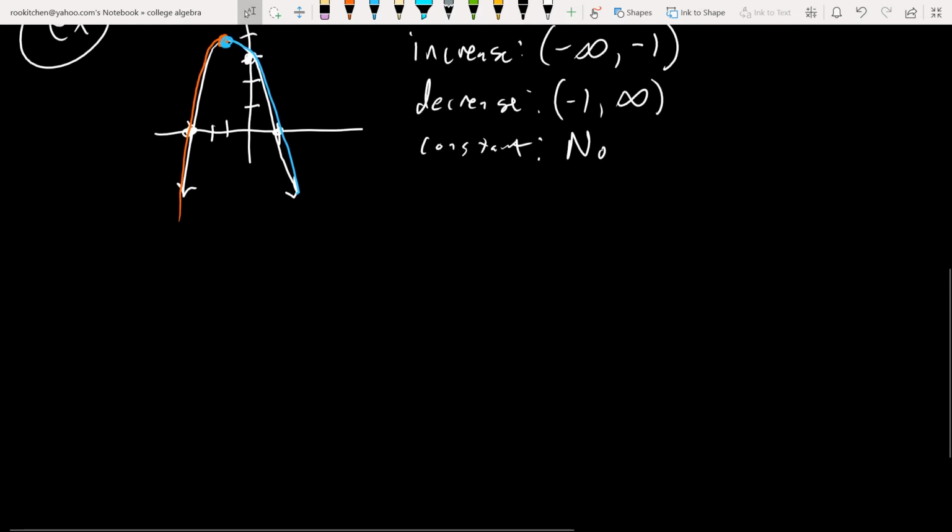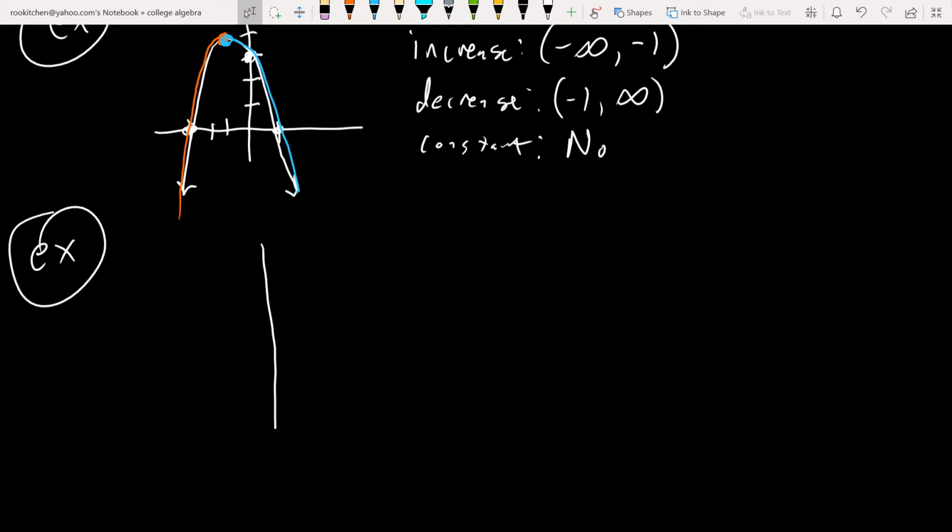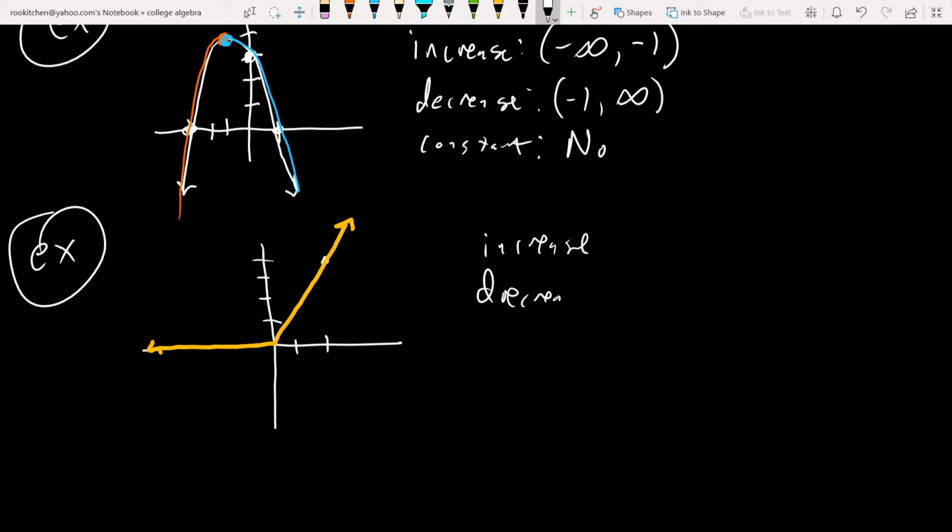Okay. Let's look at another example. Okay, so this one's a bit more funny. Let me use some color. Oh, well, first off, there is a point at 2, 4. It's right here. Okay, so I'll draw the graph in yellow. So it's going like this to 0, 0, and then it pops up like this. Okay, so same question. Find the interval of increase, decrease, and constant.